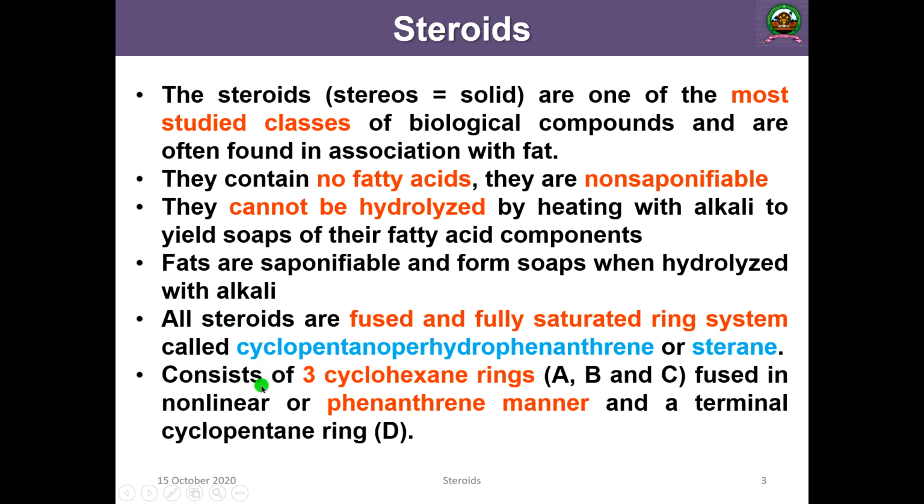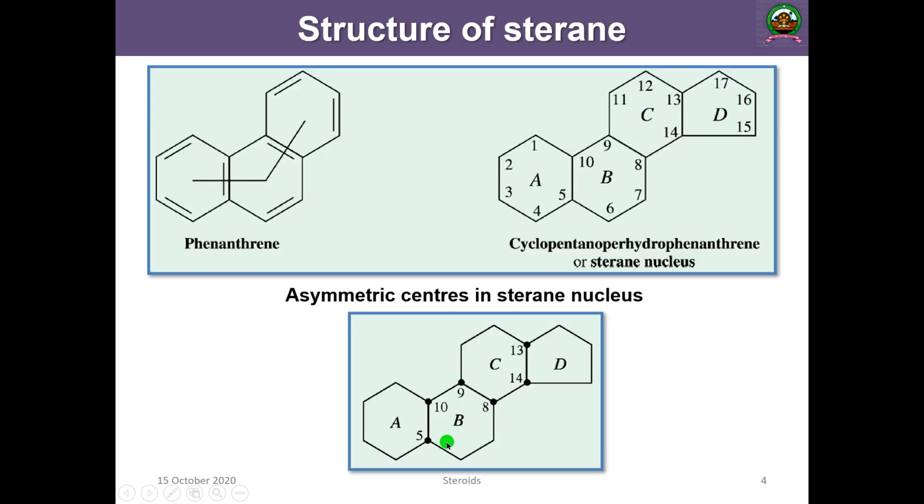cyclopentanoperhydrophenanthrene or sterane? They consist of 3 cyclohexane rings denoted as A, B and C. They are fused in a non-linear manner, and there is a specific type of arrangement called phenanthrene, where the terminal D is a cyclopentane ring. There are 3 cyclohexane rings and a cyclopentane ring, and this way is known as the phenanthrene manner. Here you can see 6-membered ring 1, 6-membered ring 2, and if it were here then it would be linear, but here it is like this, so that is known as non-linear. You can see the line indicating the order, the direction, and that is known as a phenanthrene.